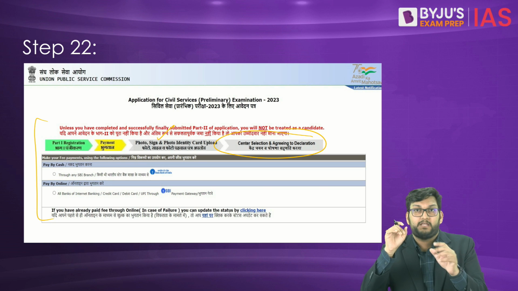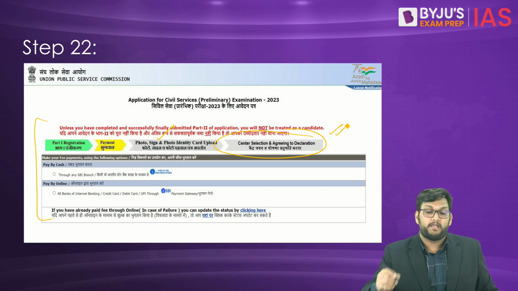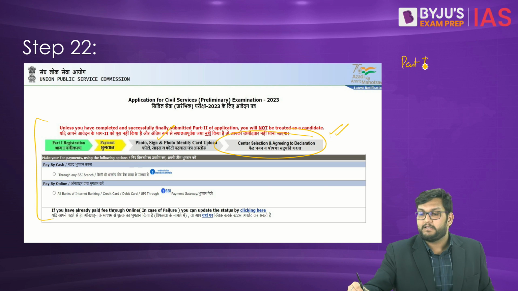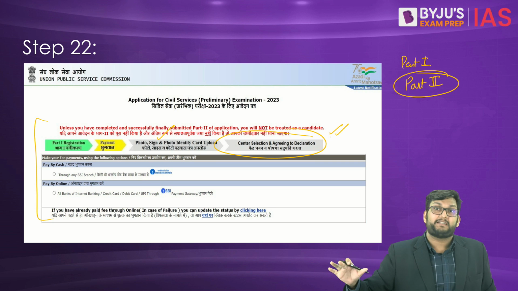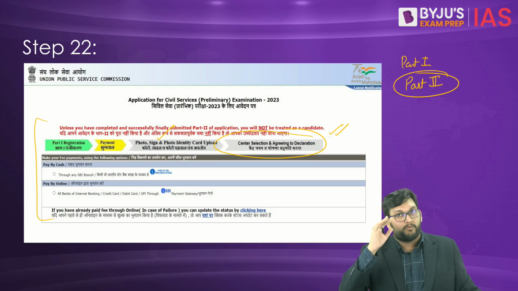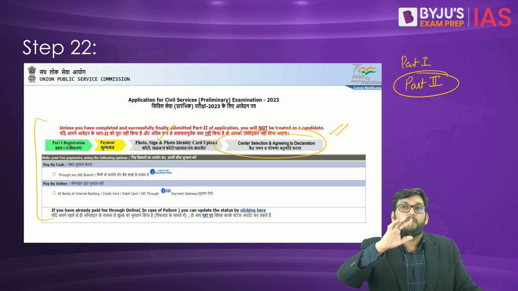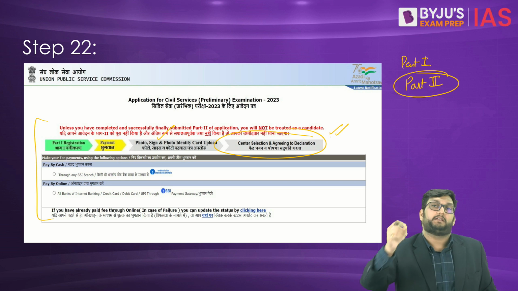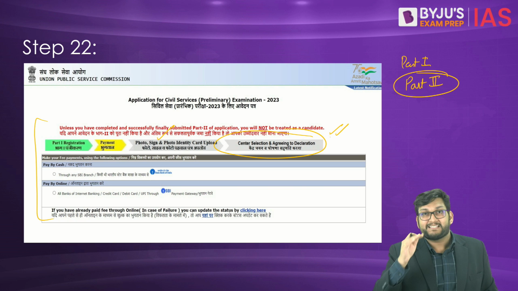selection of the center comes here in part 2. So basically there is part 1 and part 2. Part 2, once you submit it, then you will get a message, and UPSC will be constantly messaging you through this process that first part done, complete second part. You will get emails also. Please pay attention to that.